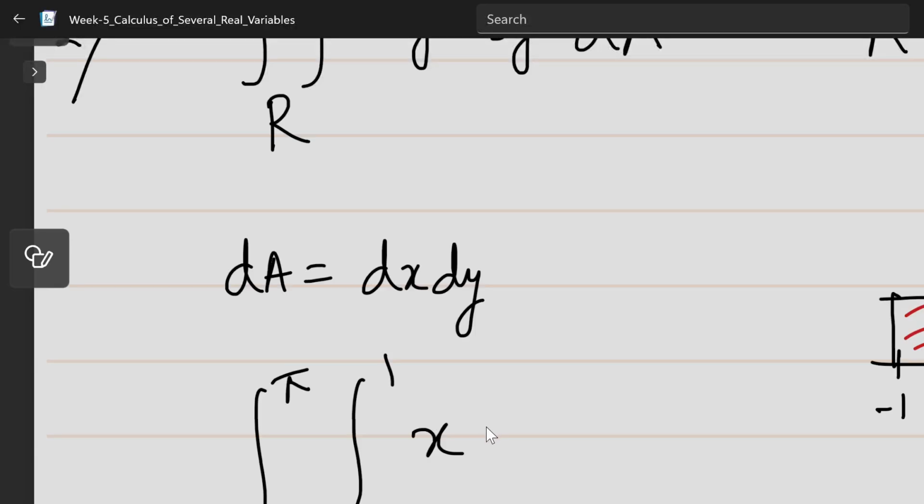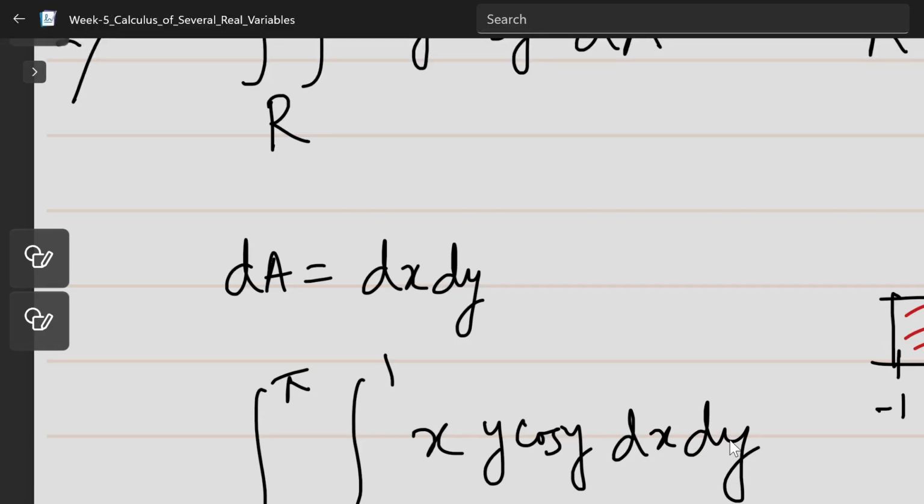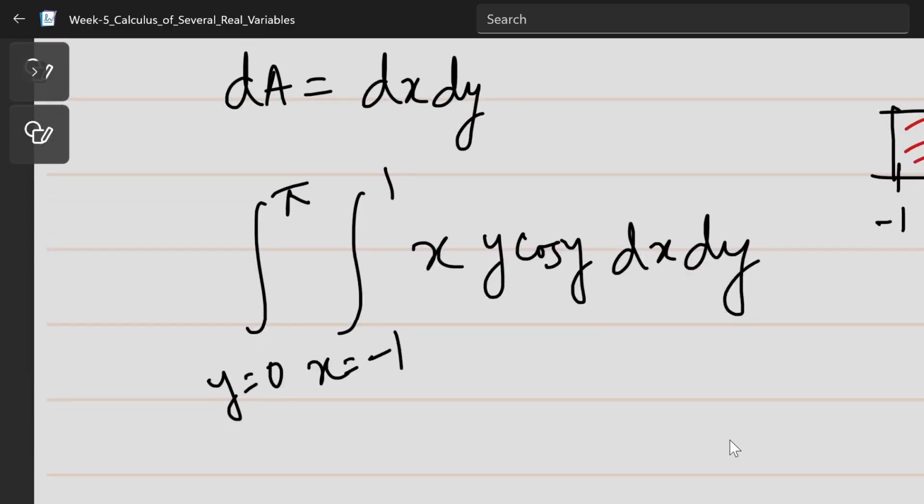X, Y cos Y dx dy. So change of order of integration will give you anything if you want to change.